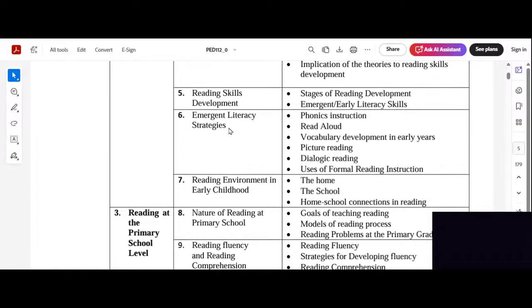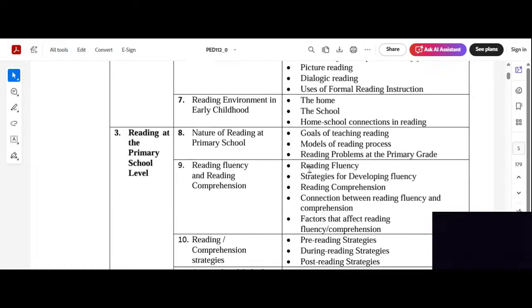We'll talk about emergent literacy strategies. We'll talk about reading environment in early childhood. Where do they read? They read at home, they read in the school, then home-school relationship or connection. And then we have reading at the primary school level.